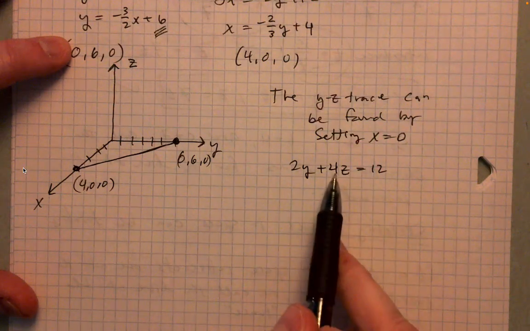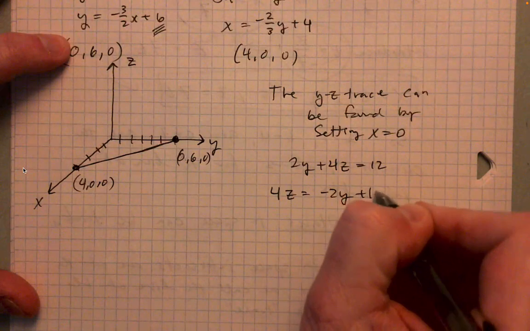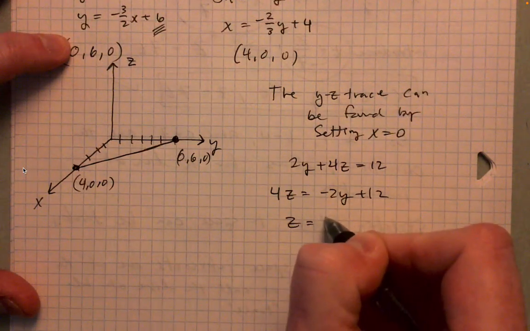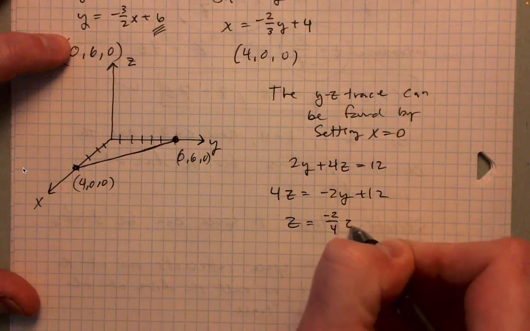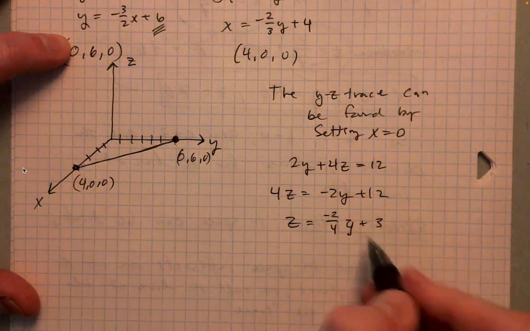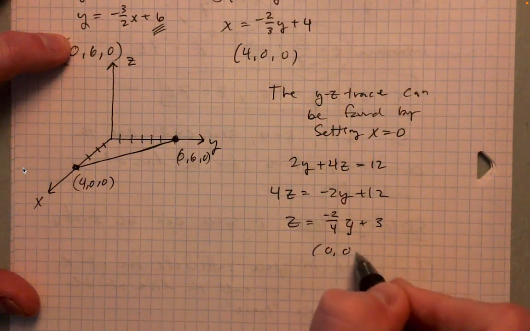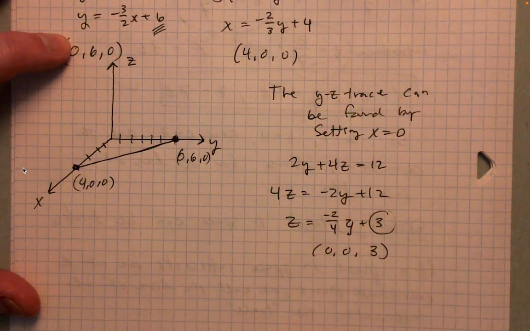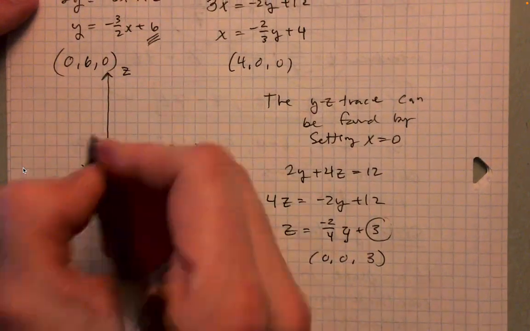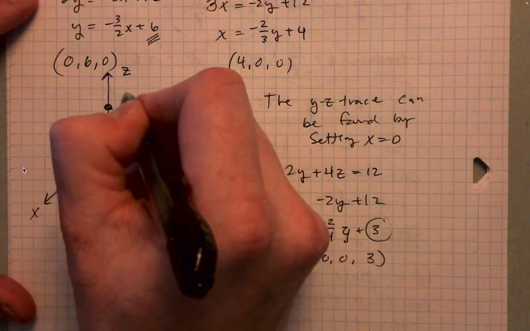Okay, I just need to solve for z, right? So 4z equals negative 2y plus 12. z equals negative 2 over 4 y plus 12 over 4, which is 3. So the intersection here would be 0, 0, 3, right? Okay, and so 1, 2, 3. It's going to cross right there.